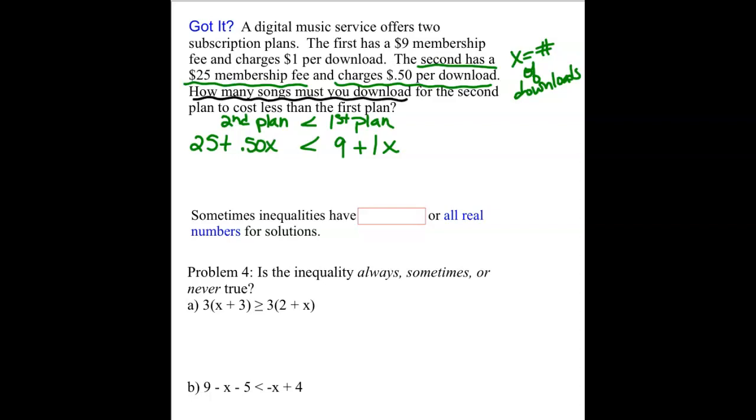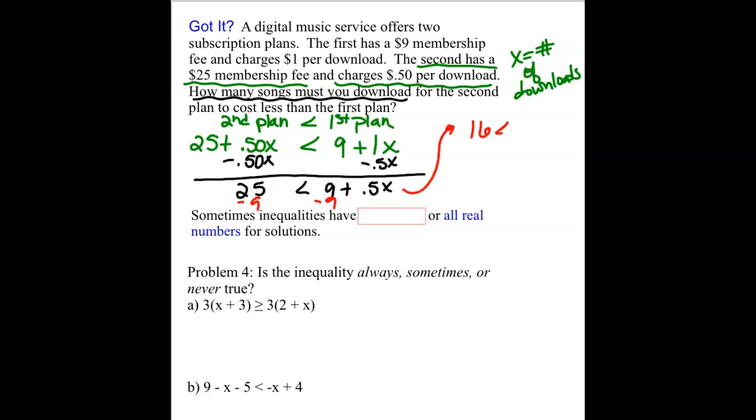We need to get our variables to one side. So I'm going to subtract the 50 cent x. 1 minus 0.5 is 0.5, or $1 minus 50 cents is 50 cents. My next step would be to subtract the 9 to the other side. 25 minus 9 would be 16. So we end up with 16 is less than 1/2 x.